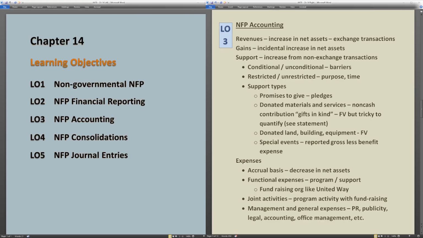When we go back here to looking at this, that's donated materials and services, non-cash. So it's recorded at fair value, but it's tricky to quantify. Donated land and equipment, again, recorded at fair value. That's the FV. With or without restrictions as necessary. And as I mentioned, if you provided a building for use at a reduced rate rather than free, it's the difference between the rent and the market rate that is the contribution. And typically it's a contribution without restrictions.